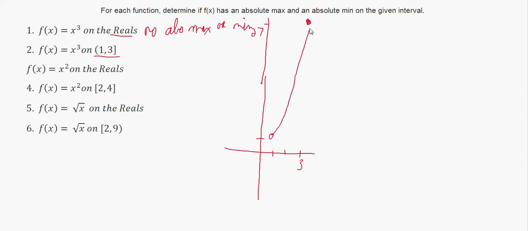So, there is no absolute minimum because it's an open circle down here. There is no point that you can say is lower than all the other points, because it should be 1, but there's no point at 1. There is an absolute maximum.